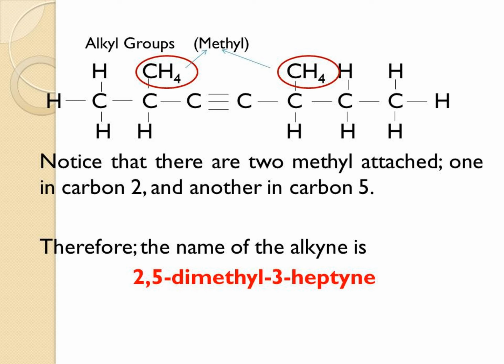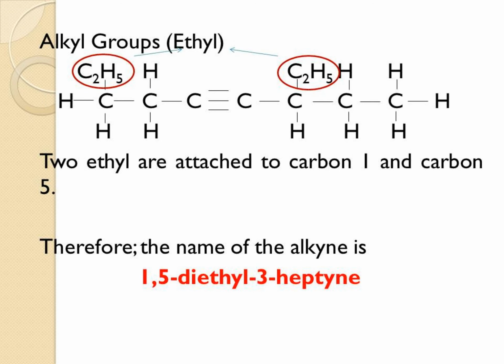The next example, we have 2 alkyl groups attached to the carbon 1 and carbon 5, and the parent chain is still heptyne because we have 7 carbon. Therefore, the name of the alkyne is 1,5-diethyl-3-heptyne.